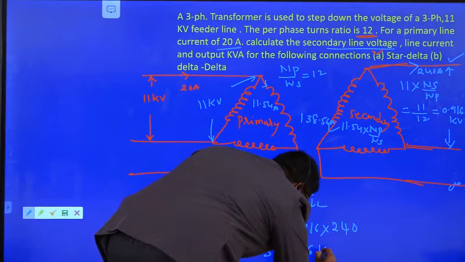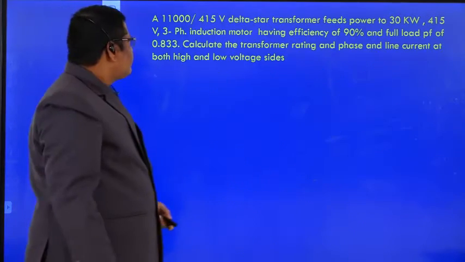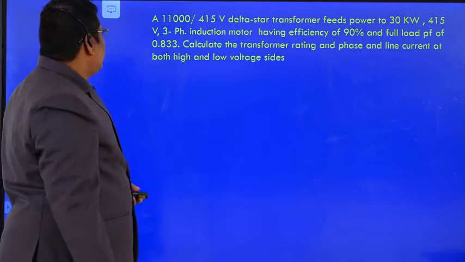.76 kVA. Now we are going to see one more problem.